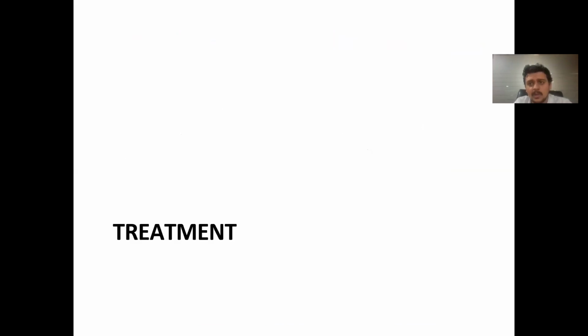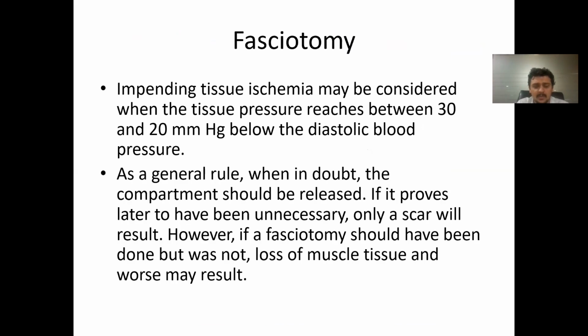Now, treatment for acute compartment syndrome. The treatment of acute compartment syndrome is fasciotomy. Impending tissue ischemia may be considered when the tissue pressure reaches between 30 and 20 mm Hg below the diastolic blood pressure. If there is a pressure of 30 mm Hg in the compartment, or the pressure is just 20 mm Hg below your patient's diastolic blood pressure, then you can say it is compartment syndrome.